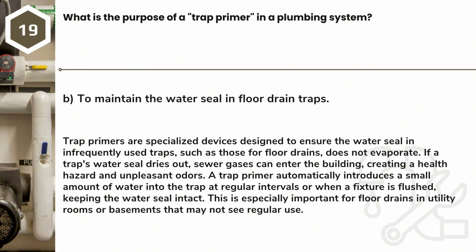hazard and unpleasant odors. A trap primer automatically introduces a small amount of water into the trap at regular intervals or when a fixture is flushed, keeping the water seal intact. This is especially important for floor drains in utility rooms or basements that may not see regular use.